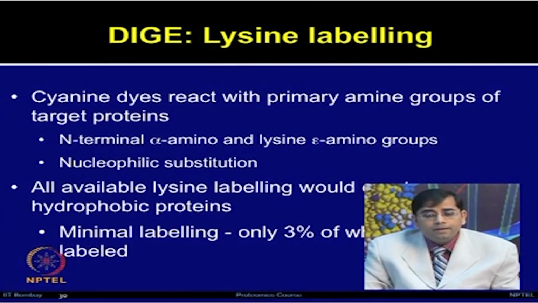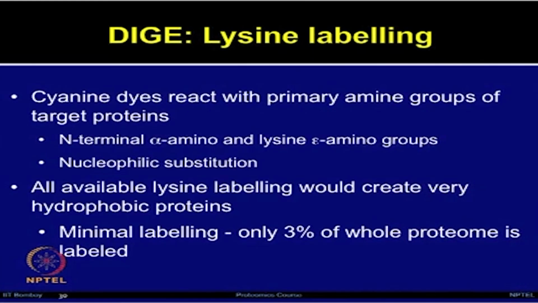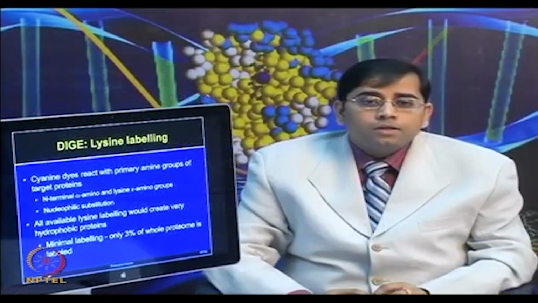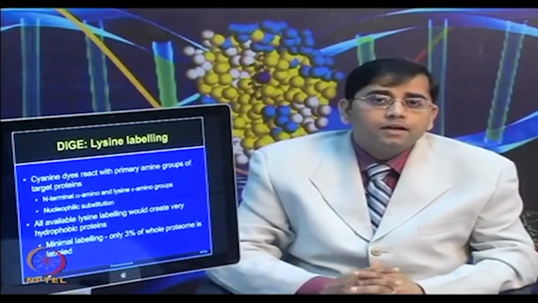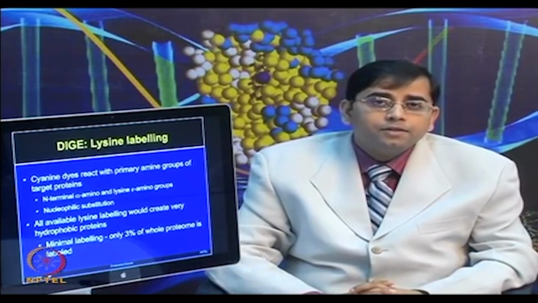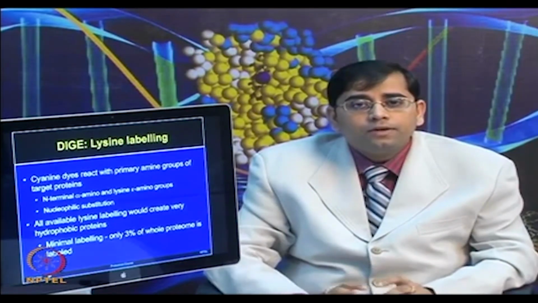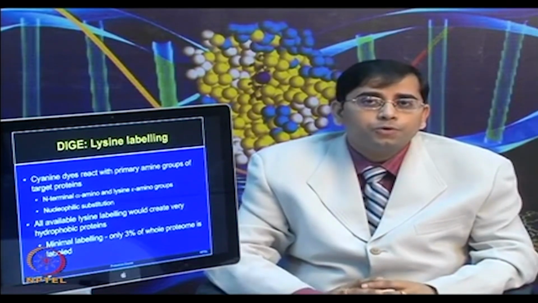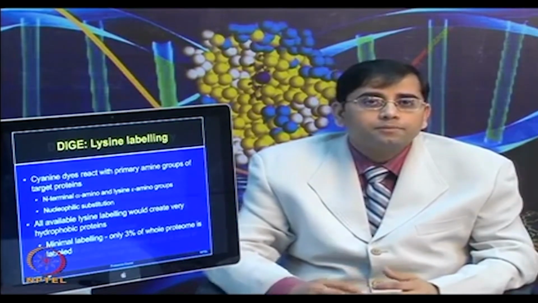So, labeling all the available lysines would create a very hydrophobic environment for the proteins. That was the case observed in the original paper by Unlu et al. So, to avoid that hydrophobic protein atmosphere, it is recommended to do minimal labeling of only 3% of the whole proteome, so that overall it is not very hydrophobic.